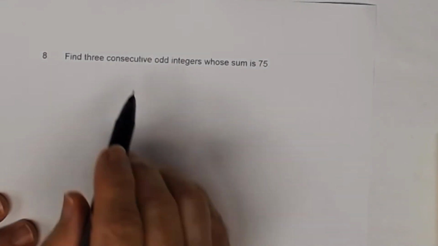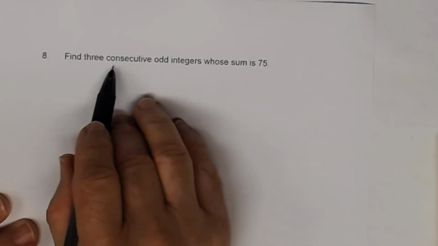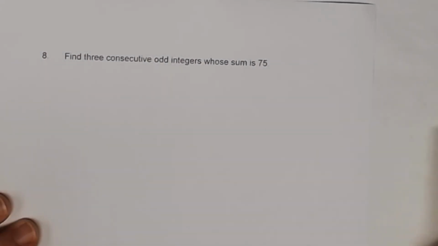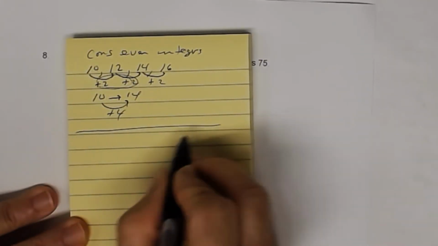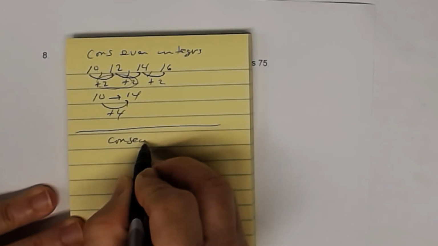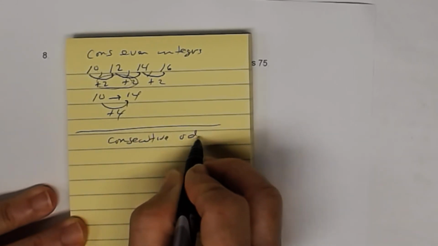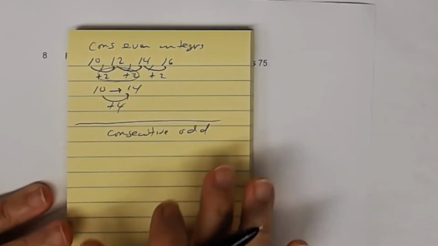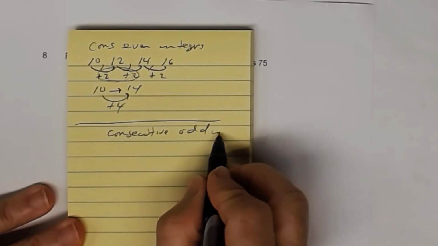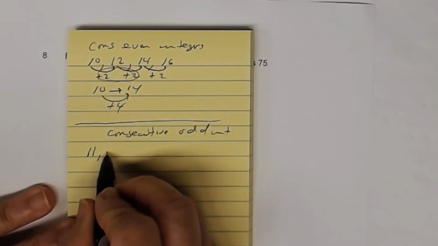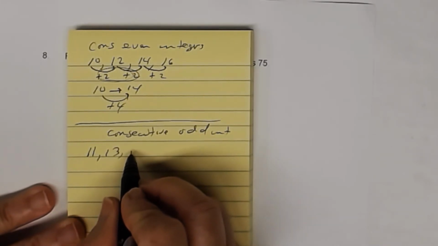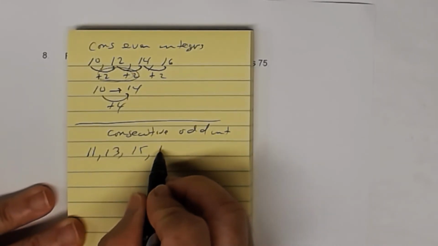Now, number 8, you got to be careful with the statement that we're about to look at. This time you're looking at consecutive odd. So let's talk about consecutive odd for a moment. Okay, so I'm dealing with odd integers, right? Consecutive odd integers. So let's say the first one is 11. What's the next one? 13. What's the next consecutive odd integer? 15. The next one? 17, and so on.